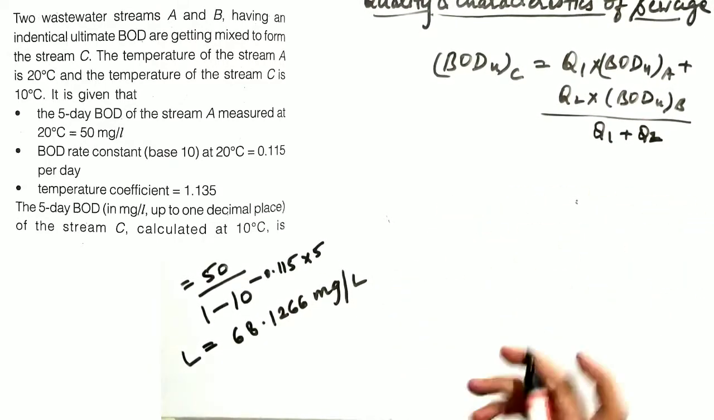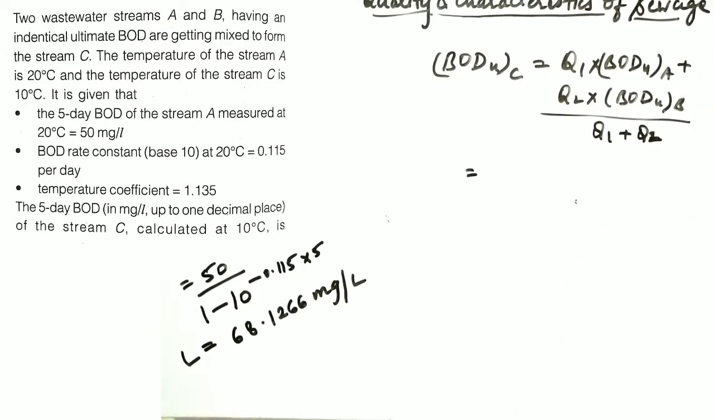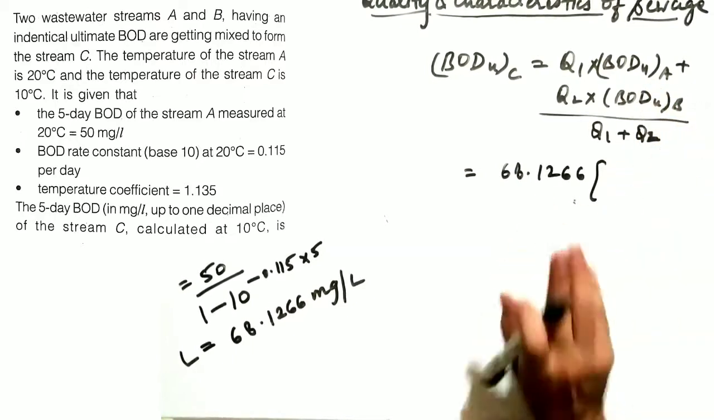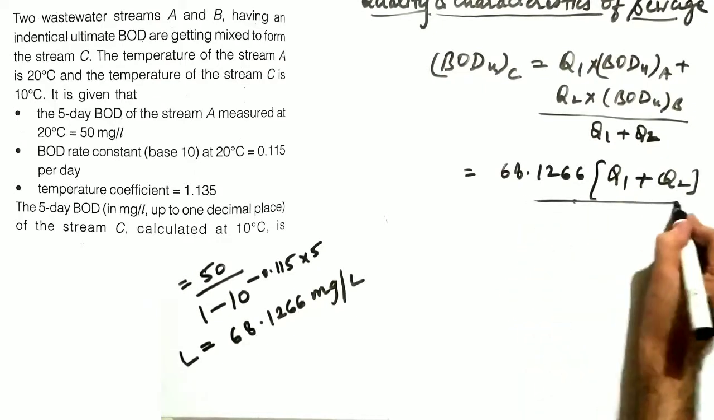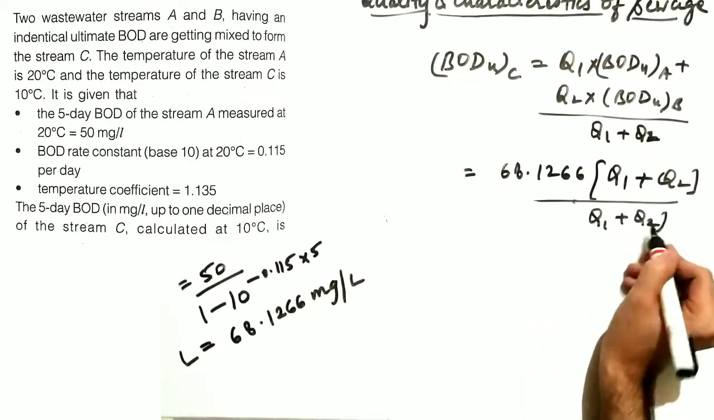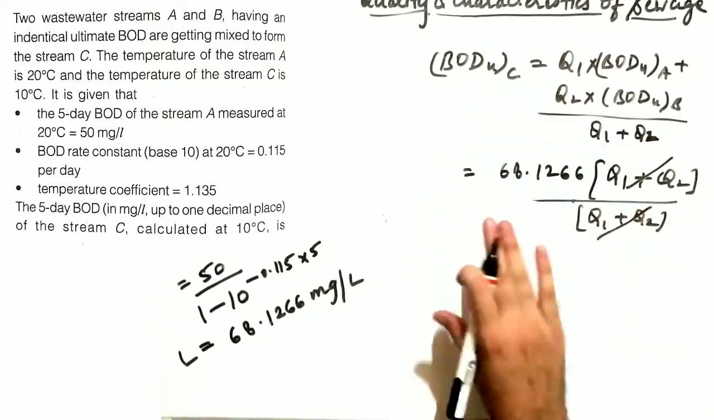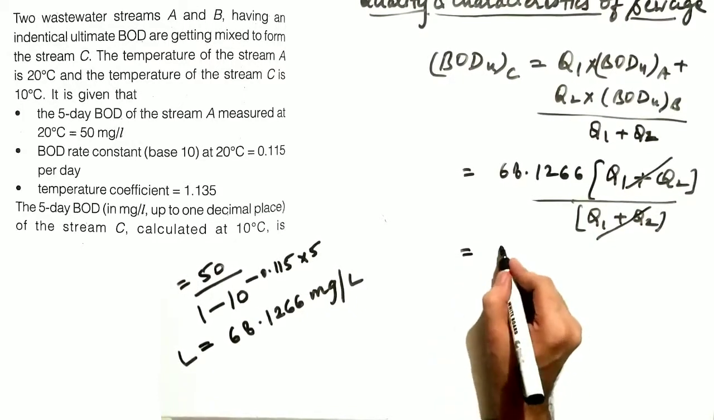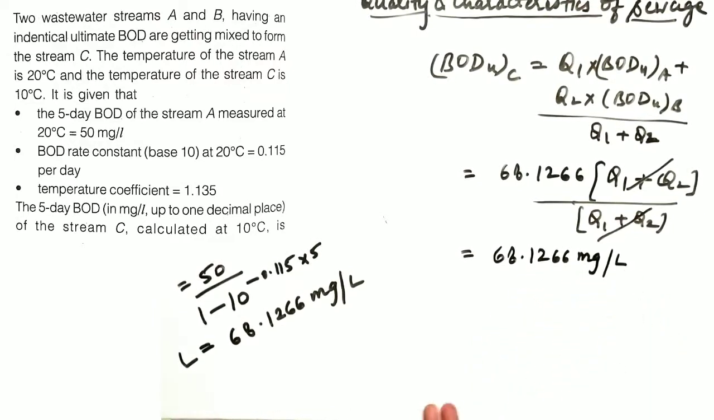Okay. Now what you can do there is, BOD ultimate of A is equal to BOD ultimate of B, and what is the value of BOD ultimate? That is equal to 68.1266. This can be taken out as a common value. Now what remains? Here remains Q1 plus Q2 divided by Q1 plus Q2. So this gets cancelled with each other. So BOD ultimate of C is equal to the BOD ultimate of A, which is equal to the BOD ultimate of B stream, that is 68.1266 milligram per liter. You have the BOD ultimate of C.